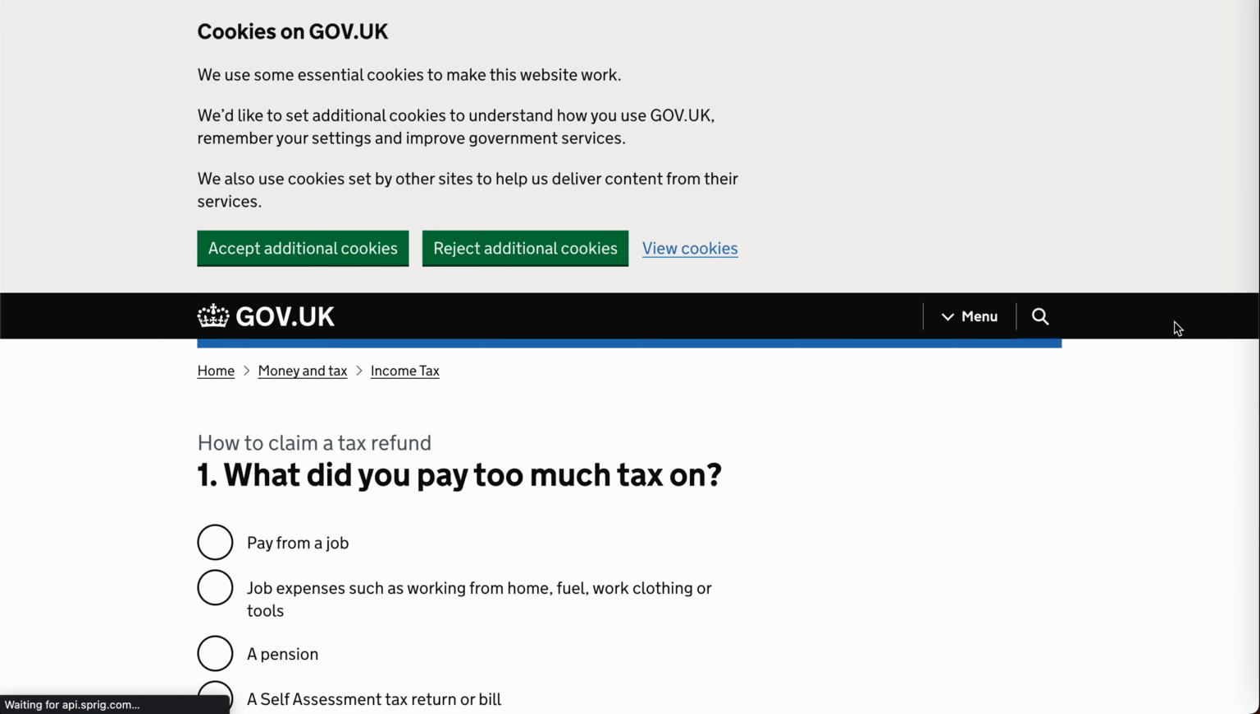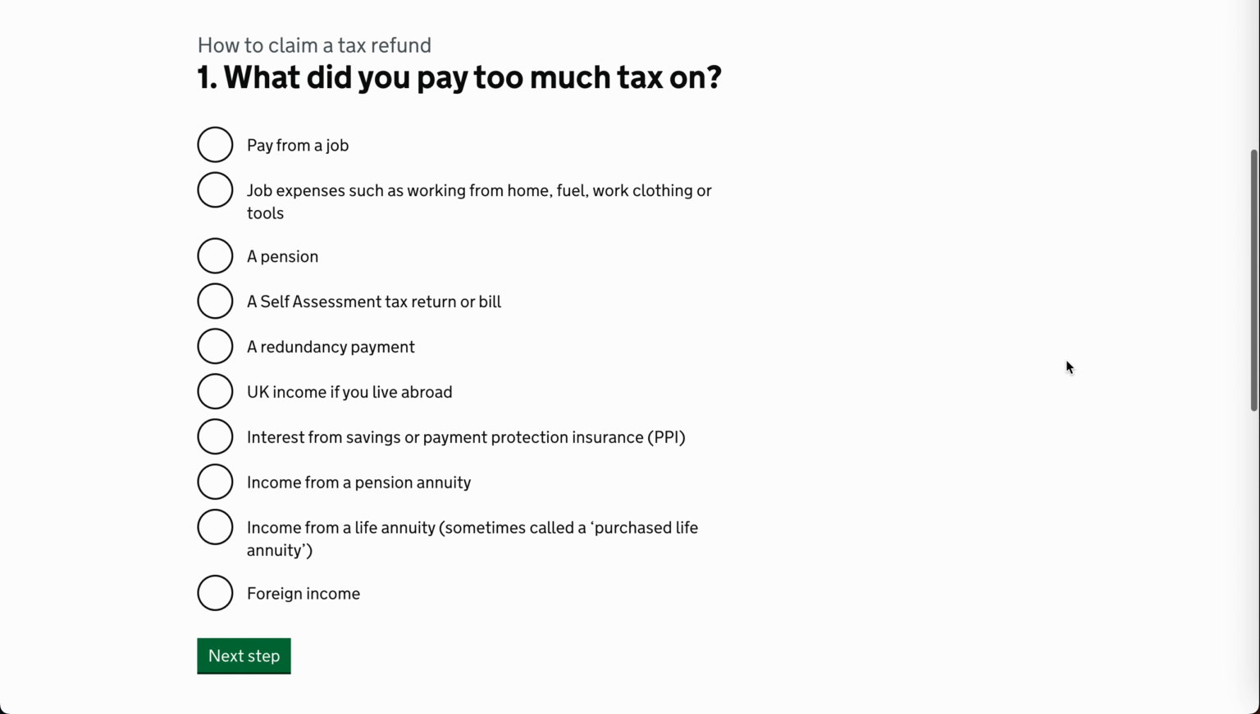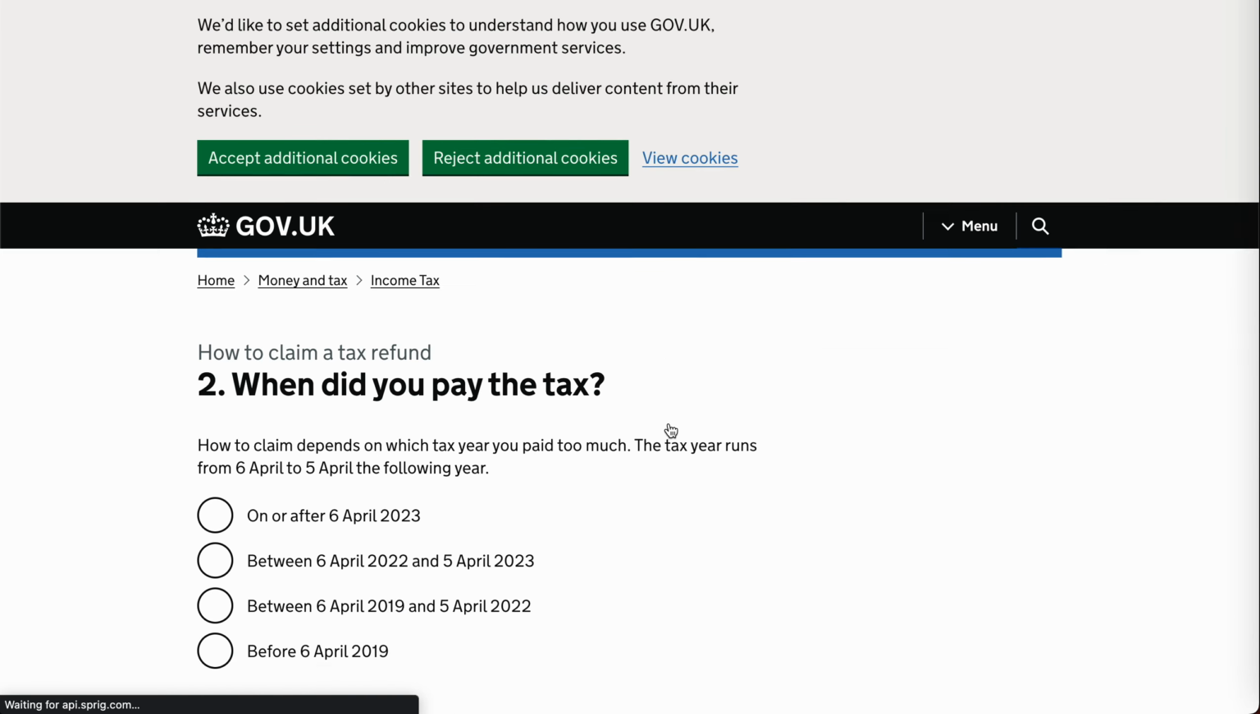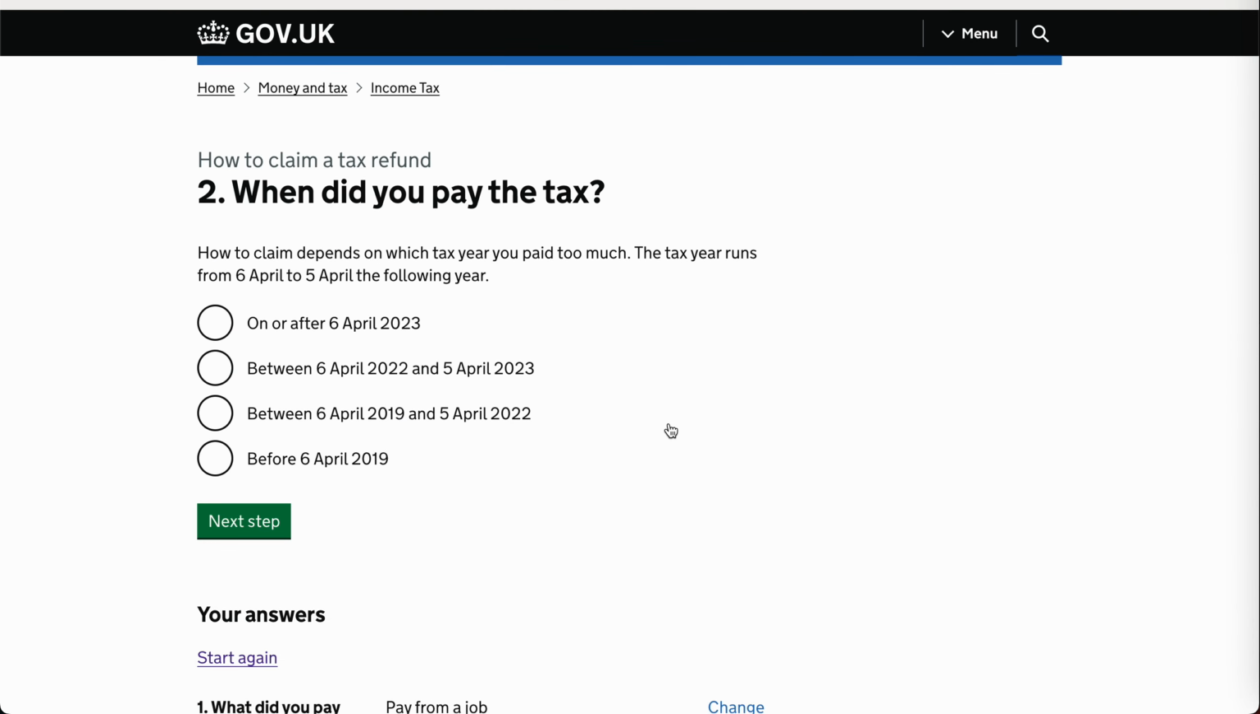So, what did you pay too much tax on? Of course, this is going to depend on your unique circumstances. I can imagine the majority is going to be pay from a job, so let's click pay from a job. When did you pay the tax? You have to remember what specific tax period you overpaid the tax in.